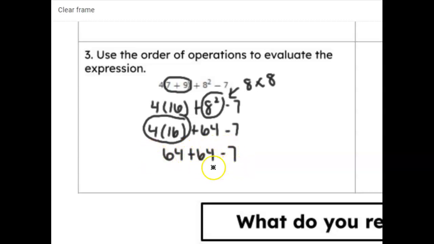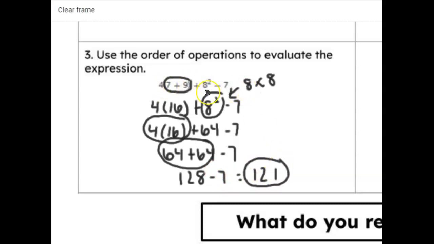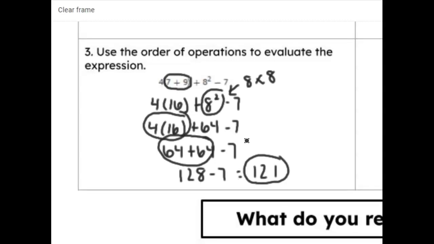All the multiplication and division are gone, so we're looking at addition and subtraction, working left to right. So I have 64 plus 64. I get 128 minus 7 equals 121. And then I suggest you always put the original into your calculator to check it, to make sure you got the right answer. But if you're just putting the answer down and none of the work, I will not give you any credit, because that means you have not done anything but type it into your calculator.